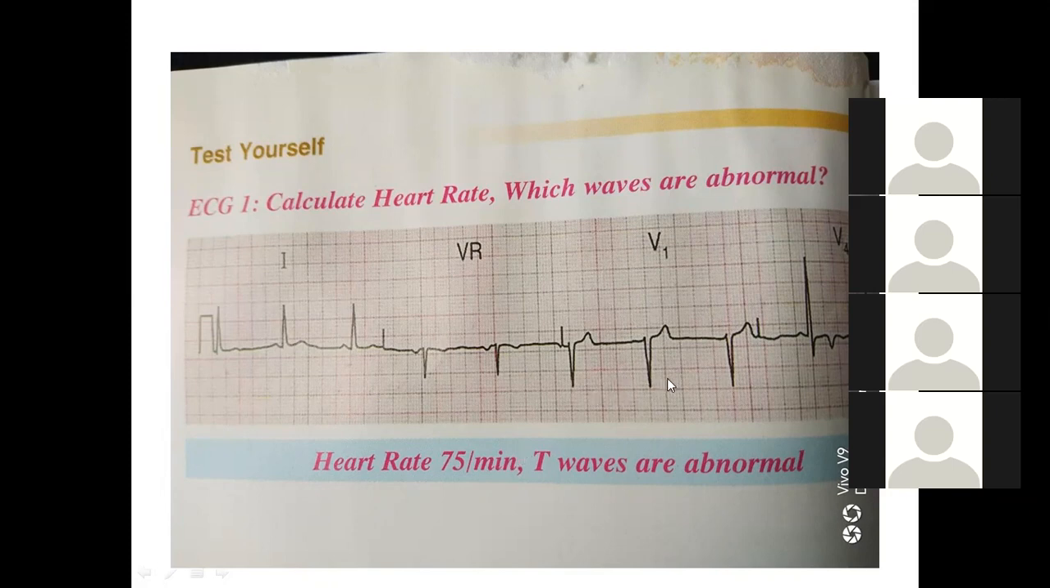So you know the heart rate is wrong. What do we take for the heart rate? The RR interval, sir, we take 60. Use your formula. 60 divided by the RR interval. We take 5 squares, so 300 divided by 5 is 60. So more or less it is 60.